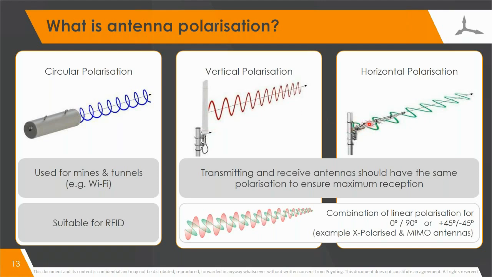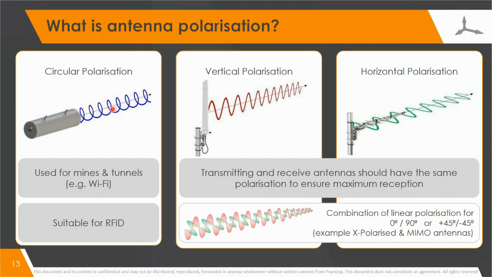The most important part about it is to know that if you're talking horizontal, you have to have a horizontally polarized antenna at the other side. If you try to talk horizontal to vertical, you virtually get no signal. Okay, so it's very important to have aligned polarization.